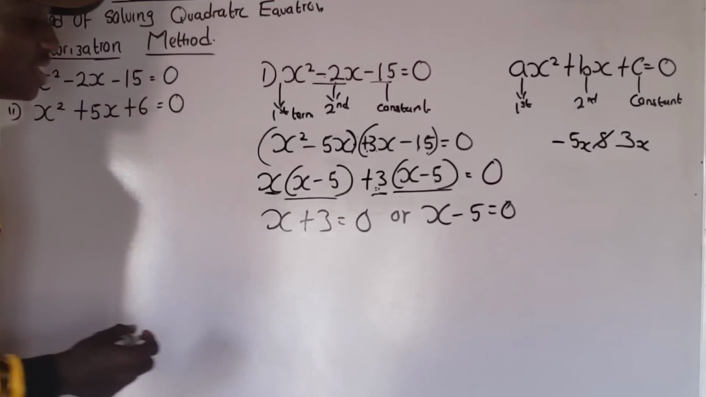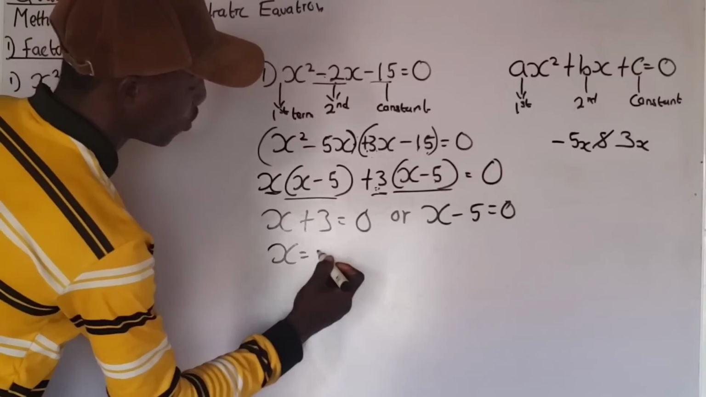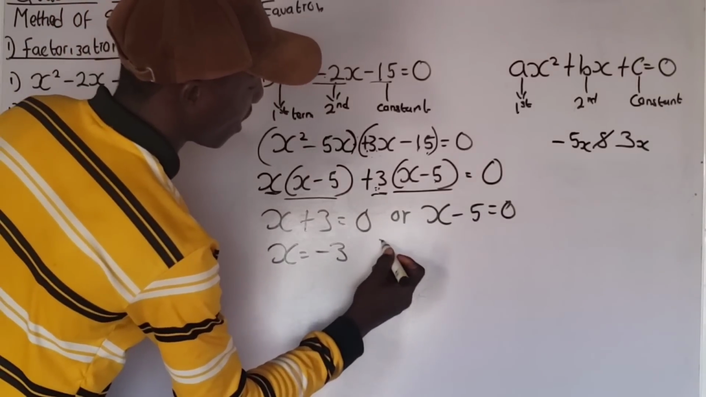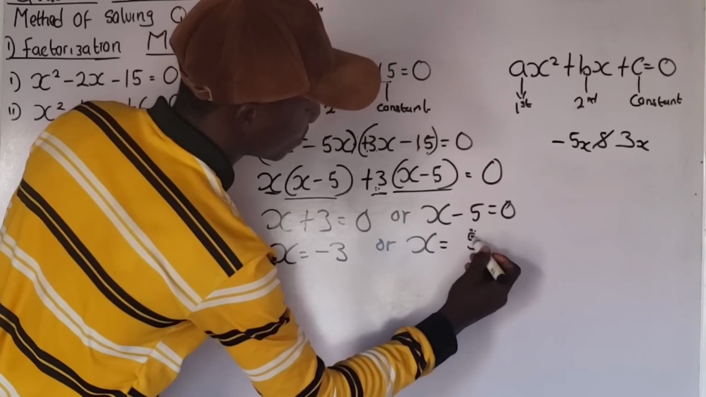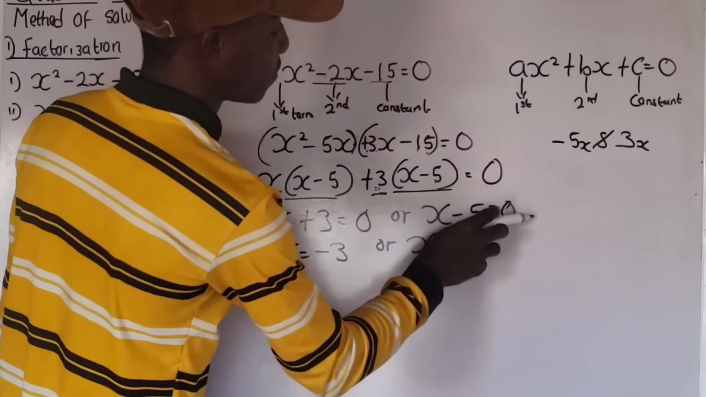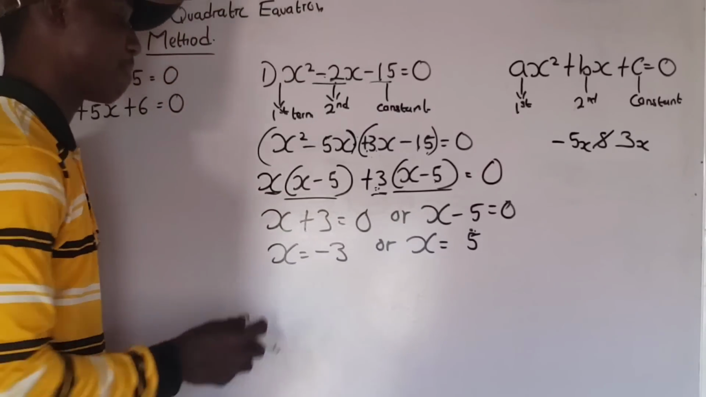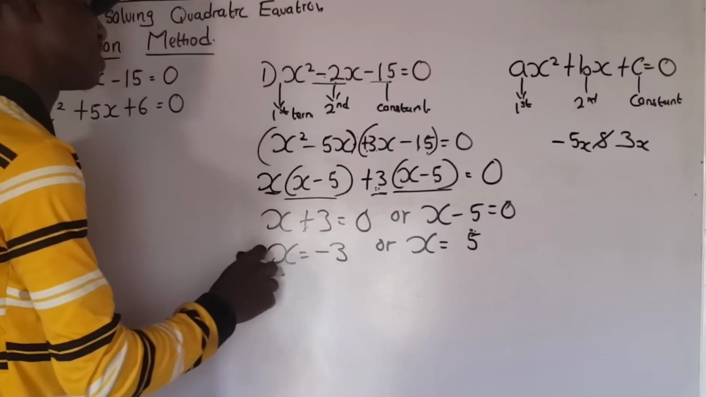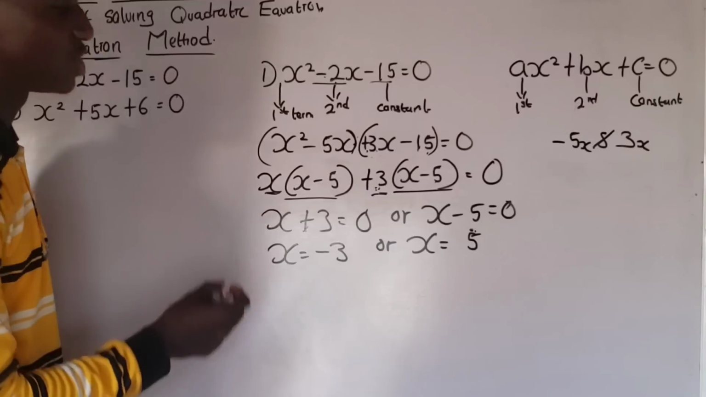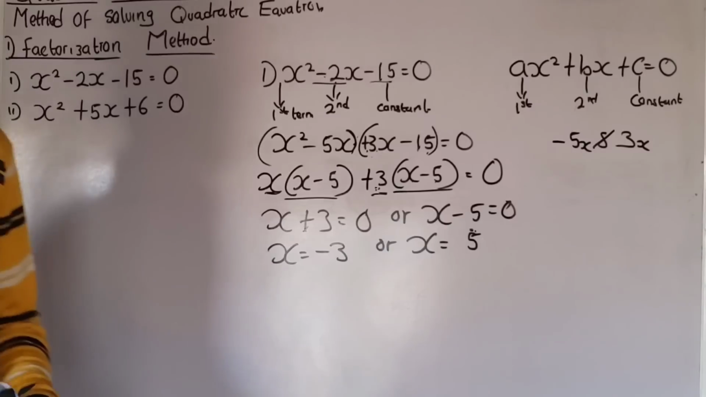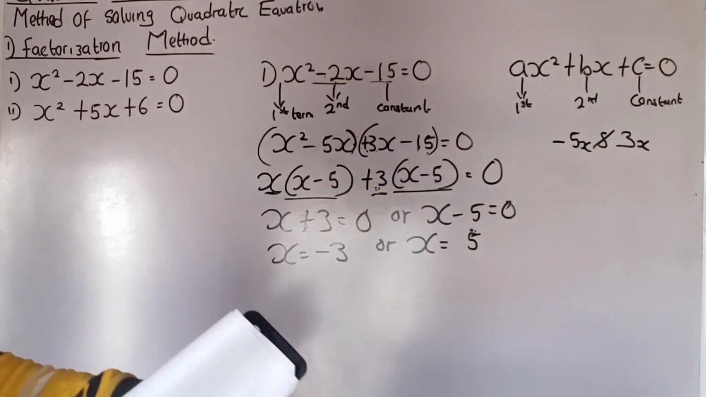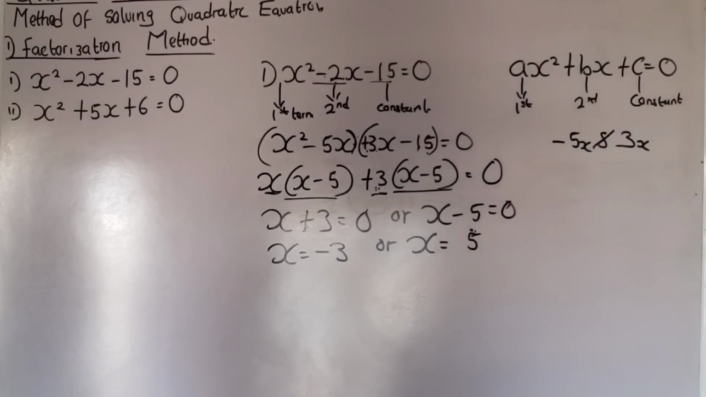Do you understand? Here, I'm going to have x equals negative 3 or x equals 5. I just move this 5 to the other side of the equation. The negative sign changes to positive. I move this 3 to the other side of the equation. The positive sign changes to negative. Do you understand?